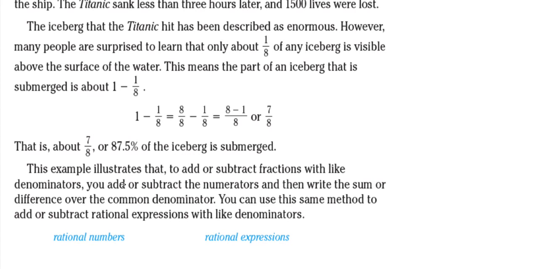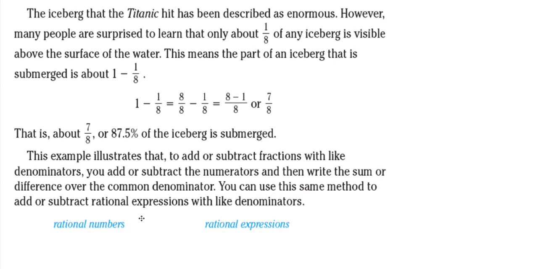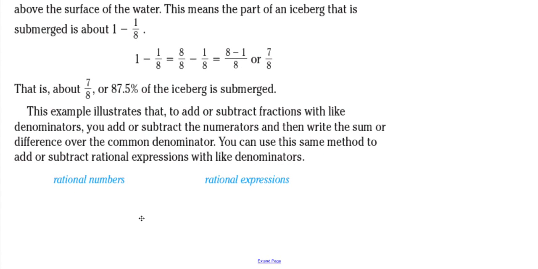This example illustrates that to add or subtract fractions with like denominators, you add or subtract the numerators and then write the sum or the difference over the common denominator. Okay, we learned this way back in 6th grade. So you can use the same method to add or subtract rational expressions with like denominators.